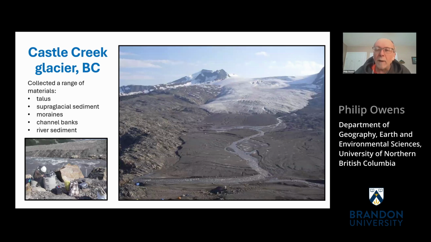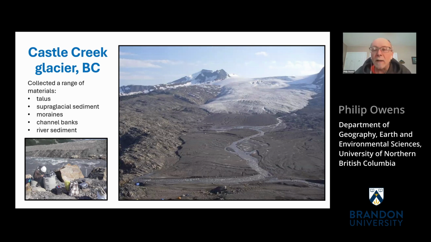So I'm going to talk a little bit about some work that we've done on a glacier in British Columbia, where we've looked at what this means for some of the contaminants that have been deposited on the glacial surface. It's a glacial environment called the Castle Creek Glacier. It's just to the west of Jasper. So if you were driving from Jasper to Prince George, it's roughly between those two locations.